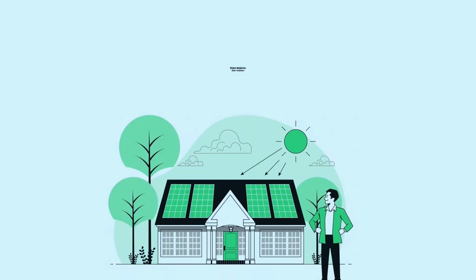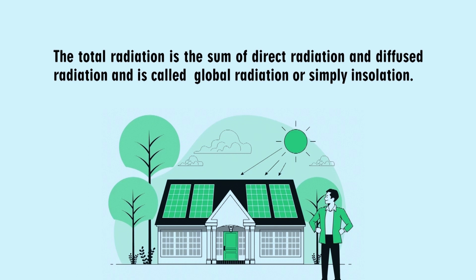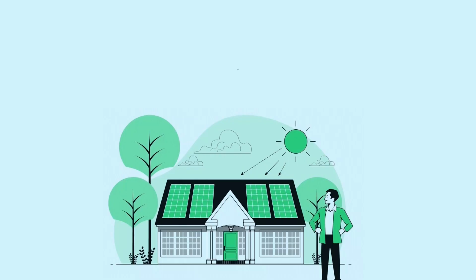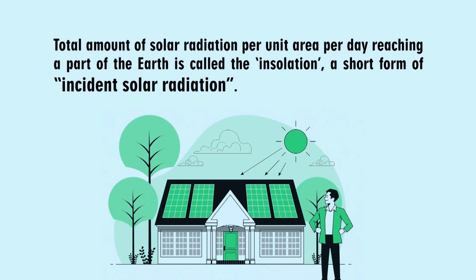Some other terms used to discuss solar radiation are global radiation, or solar insolation. The total radiation is the sum of direct radiation and diffuse radiation, which is called global radiation or simply insolation. So dear learner, now we will understand this particular term, insolation. The total amount of solar radiation per unit area per day reaching a part of the earth is called insolation, a short form of incident solar radiation.